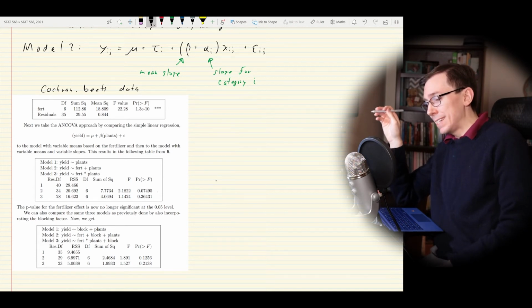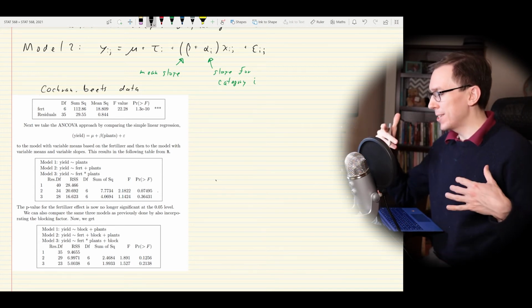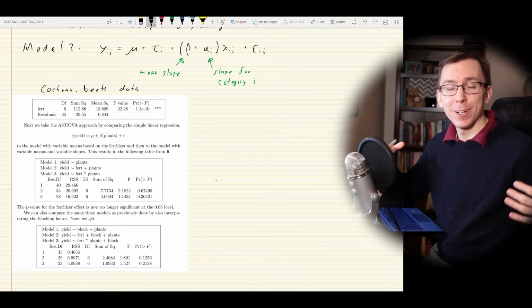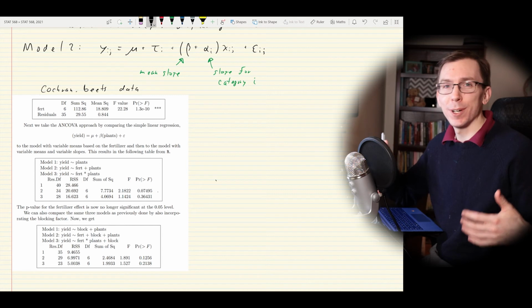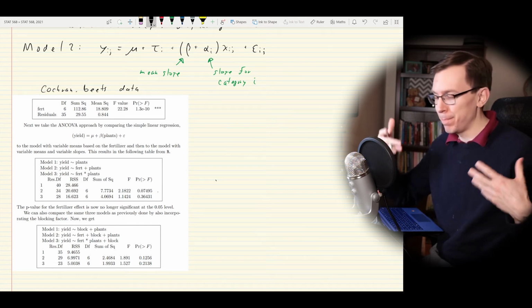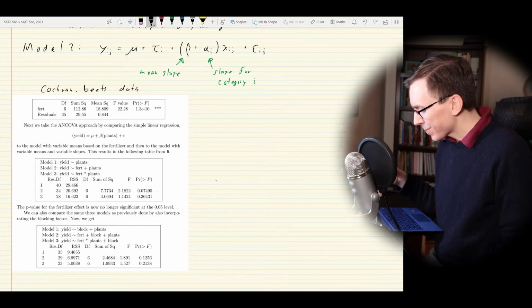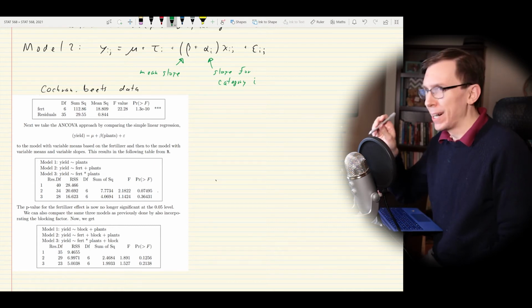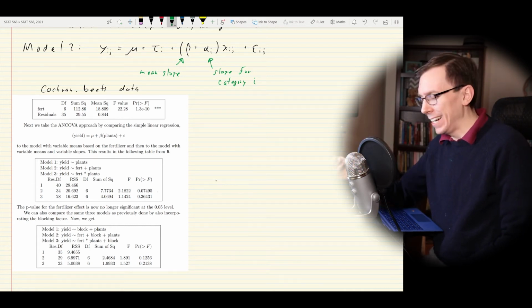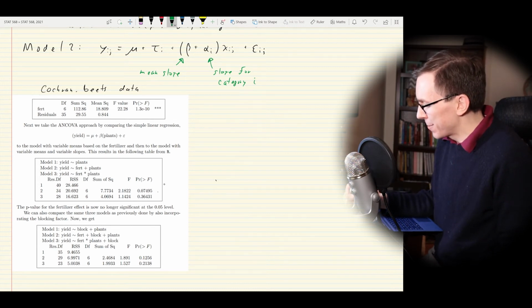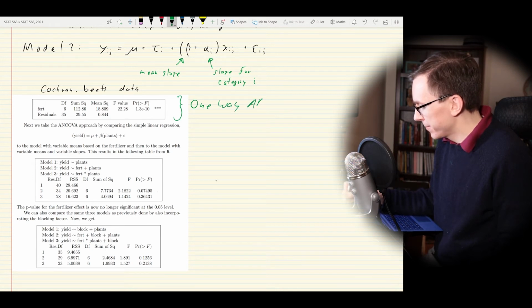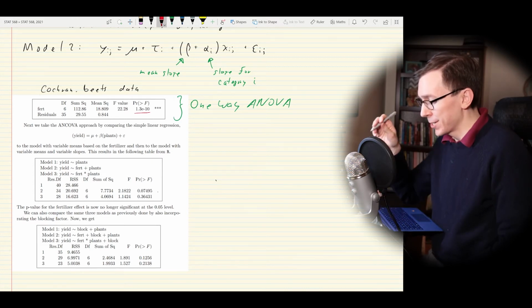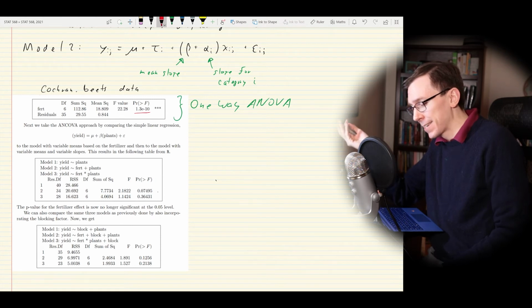So the Cochrane.beets data is really just going to say, well, I have a bunch of plots of land. I want to apply different fertilizers, and I want to know which ones are going to give me the best output for the beets that I have. So what we could do, if we just ignore the fact that certain plots have more plants in them than the others, is look at this first table. This first table is just a one-way ANOVA. And what do you know? We find out that the fertilizer is very significant. So at least one of them is behaving differently than the others.